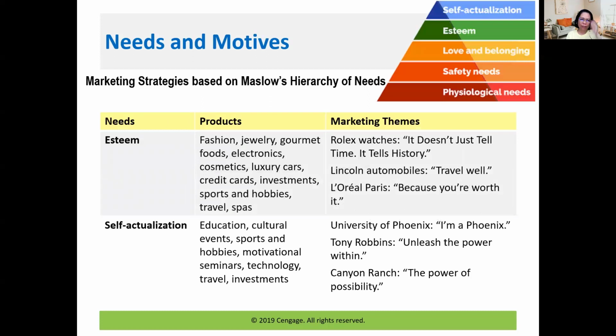Next on the hierarchy of needs are the esteem needs. Products may include fashion, jewelry, gourmet food, electronics. You might be wondering how gourmet foods can promote esteem or self-esteem. This could promote the person's self-esteem, feeling that they are taking gourmet or first-class food. Other products may be electronics or cosmetics, luxury cars, credit cards, investments, sports and hobbies, travel or spa experiences.